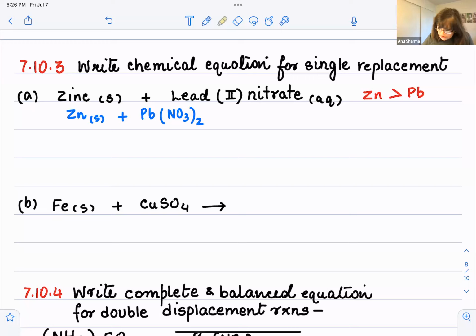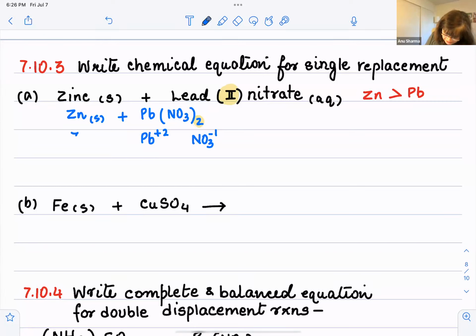This 2 means lead is in +2 state. And where is that lead in +2 state here? Okay, let me just show you. So this is lead +2 state, and you have nitrate, NO3 -1. Nitrate is always -1, but lead is +2. So when you crisscross, that's the formula you get.